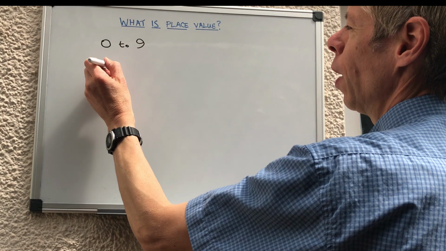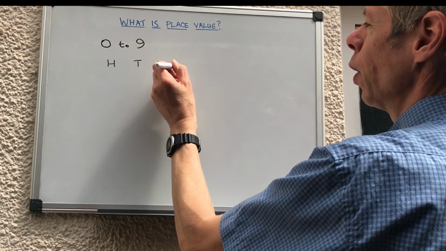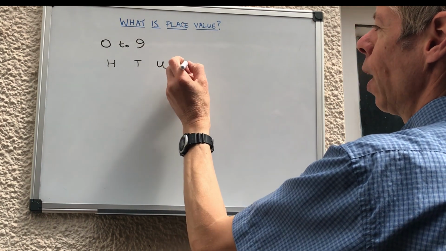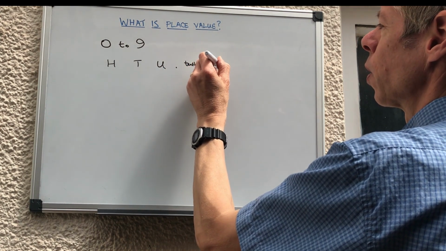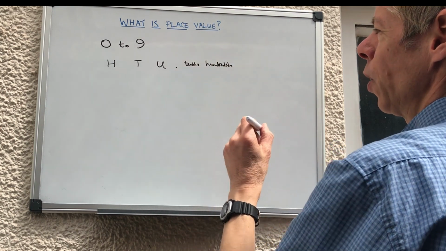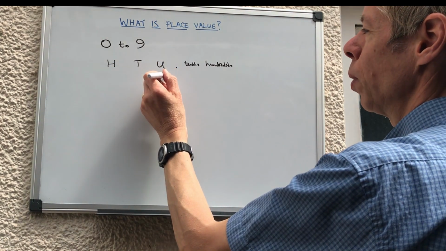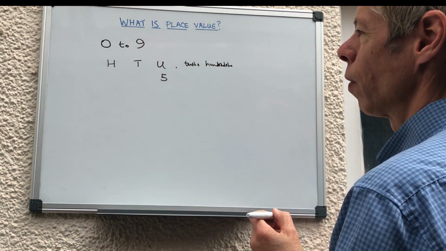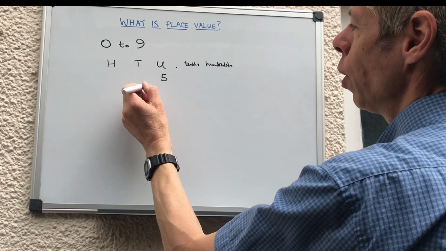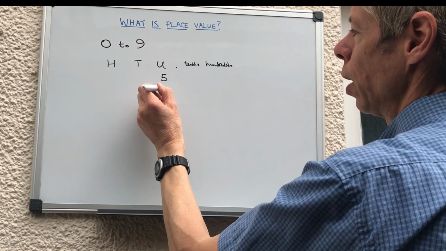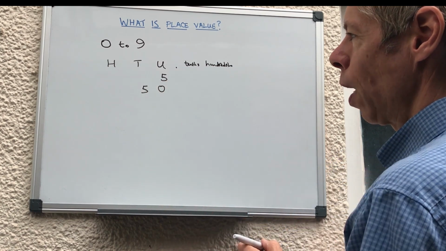So you have the hundreds, you have the tens, you have the units, you have a decimal point, then you have the tenths, the hundredths, etc. Okay, so if we take 5 as an example, if we have 5 here, that 5 is worth 5 because it's 5 units. If we move the 5 this way, it's now worth 50 because you can't just have a 5 hanging there. You've got to put a 0 after it. So that 5 is now worth 50.